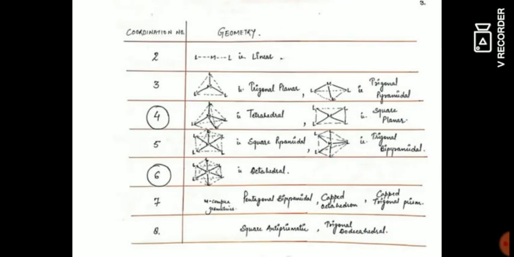Next point is octahedral complex. Look, if I am discussing an octahedral complex, that means here the coordination number is 6. So if the central metal ion is surrounded by 6 ligands, then the hybridization will be of two types. Number one, sp3d2 hybridization, or d2sp3 hybridization. When I am discussing octahedral, then our hybridization is sp3d2.